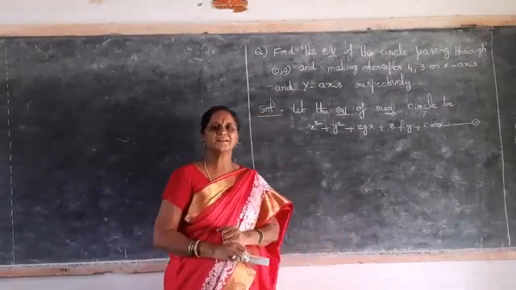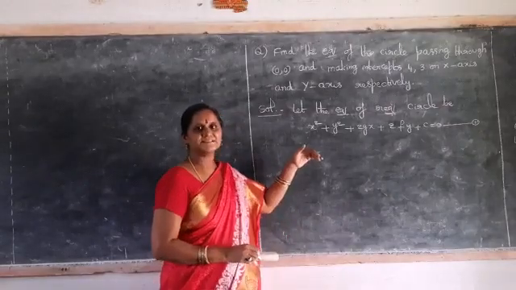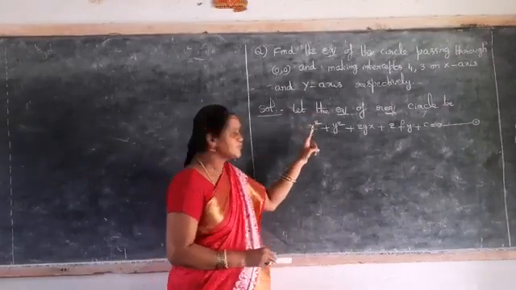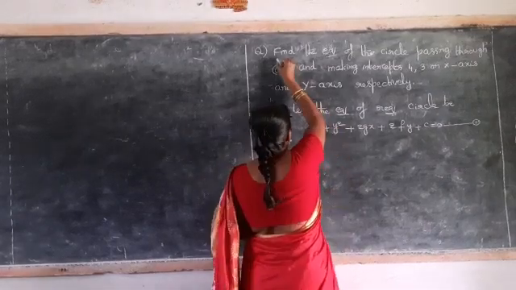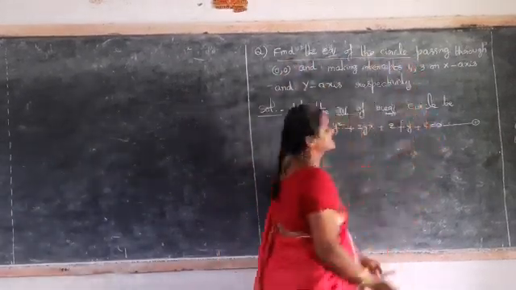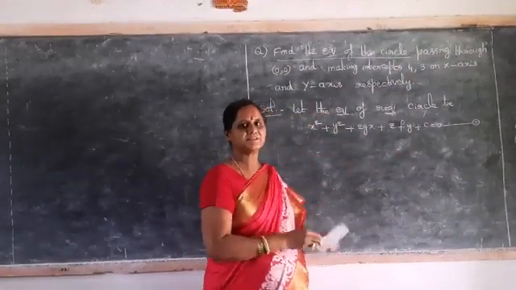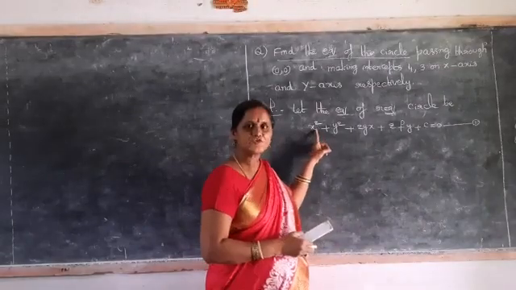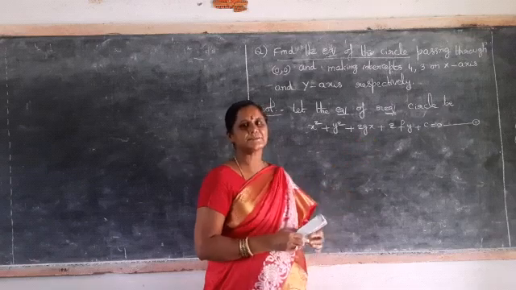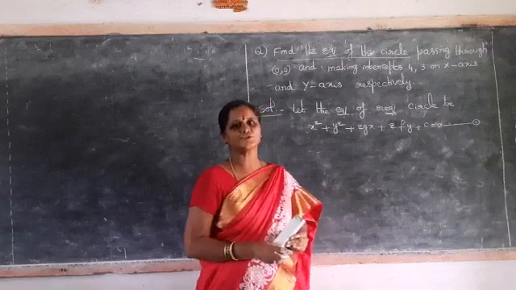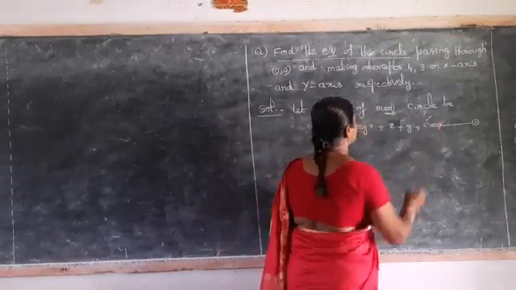First of all, here I assume that our required circle's equation is in standard form. What is asked in the question? Find the equation of the circle. I assume that our required circle's equation is x square plus y square plus 2gx plus 2fy plus c is equal to 0. Now you have to find g comma f comma c.